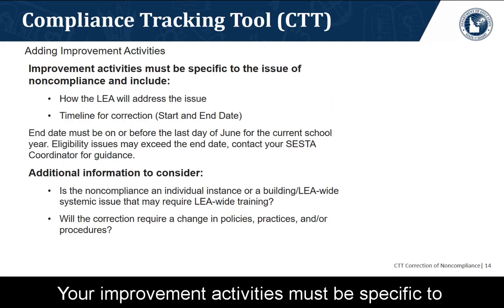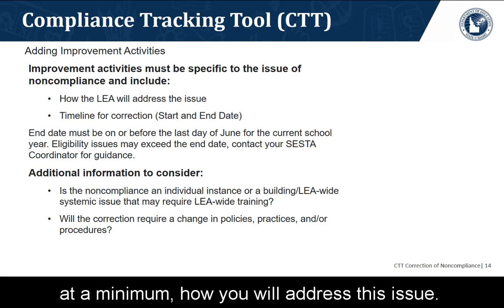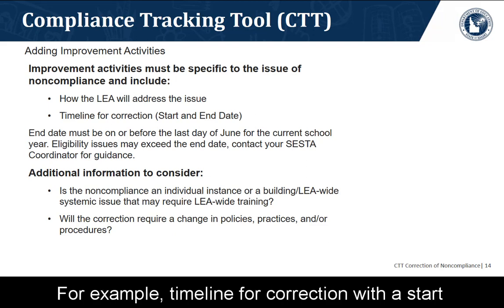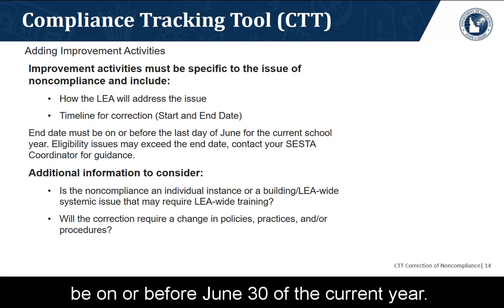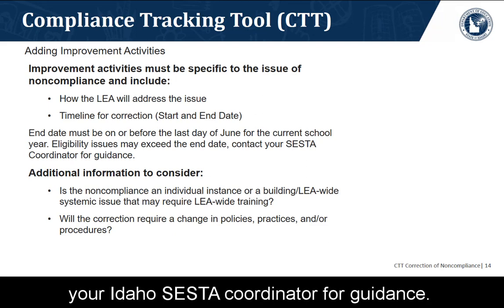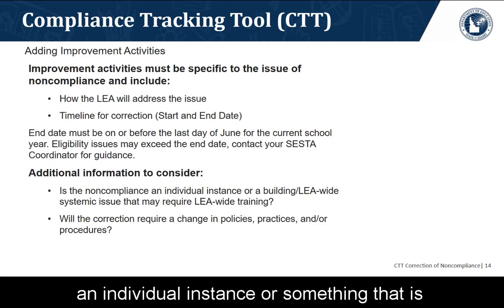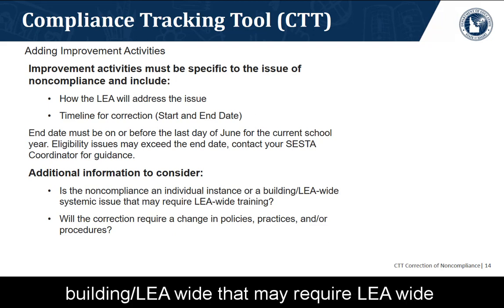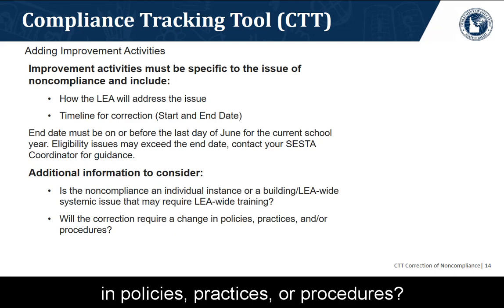Your improvement activities must be specific to the issue of noncompliance and must include, at a minimum, how you will address this issue. For example, timeline for correction with a start and end date, an agenda. The end date must be on or before June 30th of the current year. Some eligibility issues may take longer. Contact your Idaho CESTA coordinator for guidance. Please consider, is the issue of noncompliance an individual instance or something that is building LEA-wide that may require LEA-wide training? Does the correction require a change in policies, practices, or procedures?